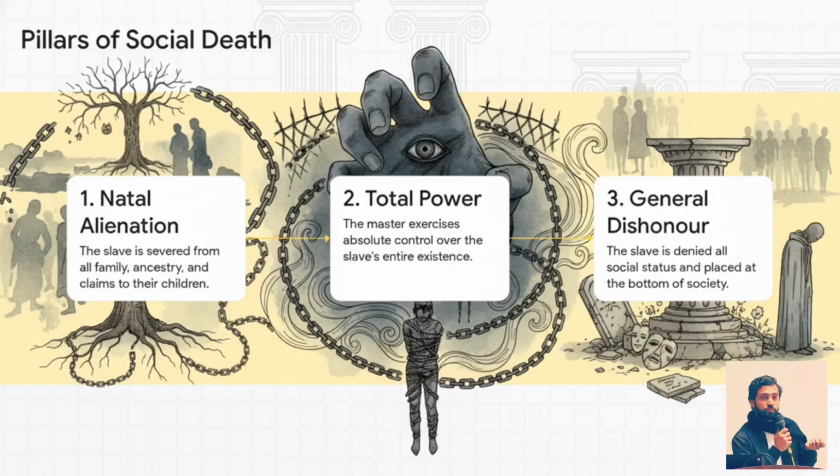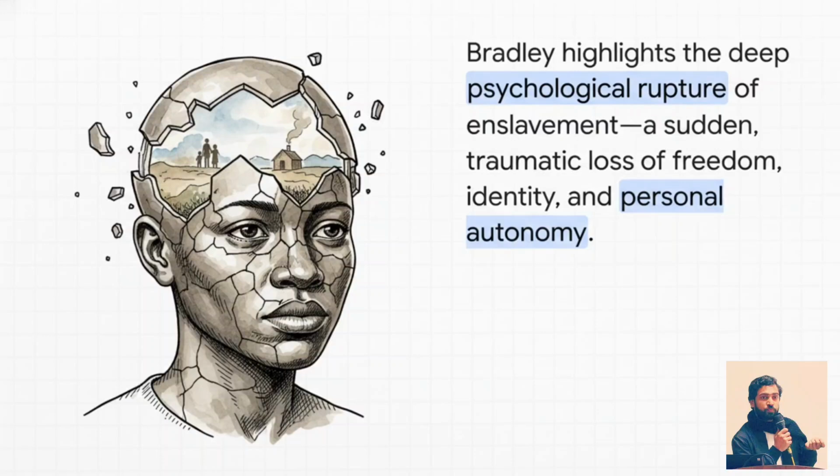Building on this, historian Keith Bradley focuses on the deep psychological trauma of enslavement. He talks about the moment a person is enslaved as a kind of psychological rupture, a sudden, violent break that completely shatters their sense of self, their identity, and their place in the world.